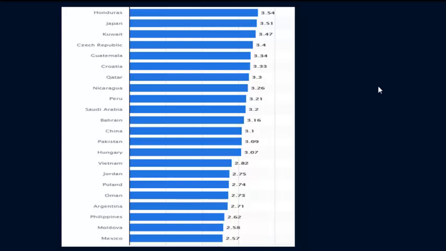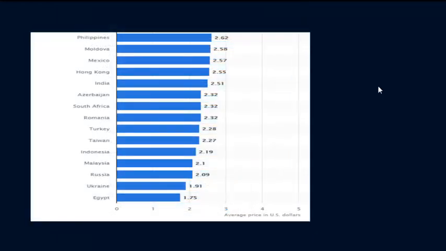Mexico is more competitive, and India is much more competitive when it comes to Big Mac production. So Big Mac is not a very broad index, it's just one good.